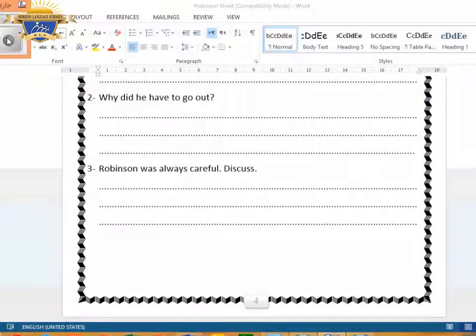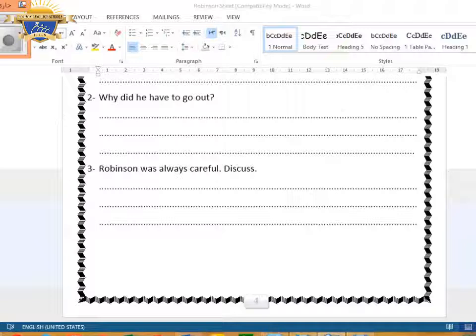And now to question number 3. Robinson was always careful. Can you discuss this? Okay. Robinson, he was afraid for 2 long years. He always stayed near his home ready with his gun. But he never used it as he didn't want to make a noise. So, this is the answer. Okay, let me repeat it. He always stayed near his home ready with his gun. But he never used it as he didn't want to make a noise.